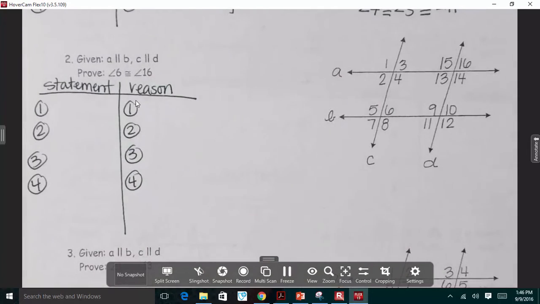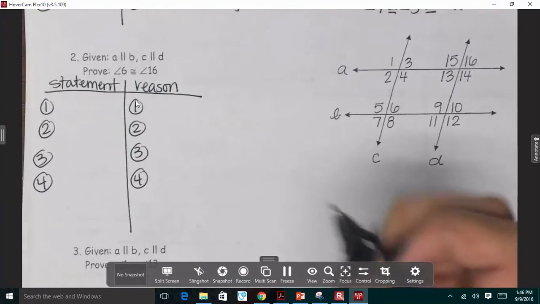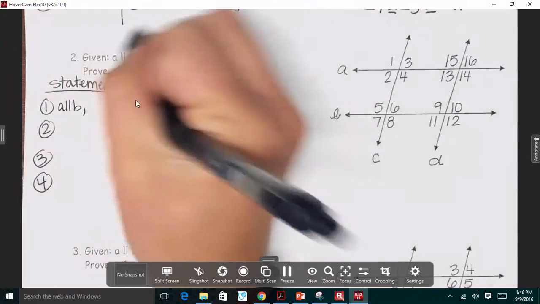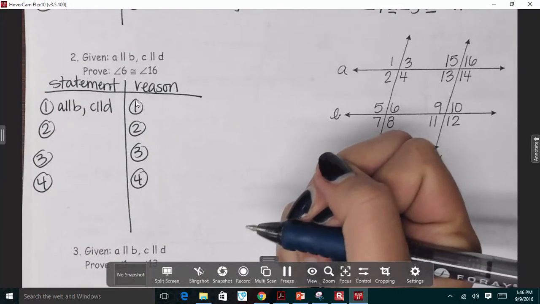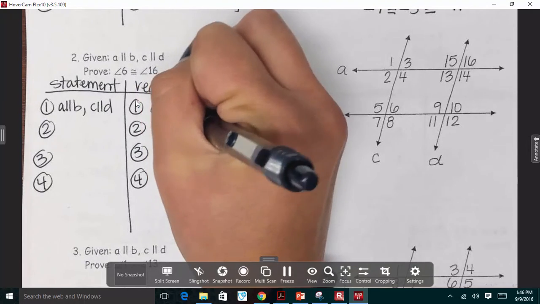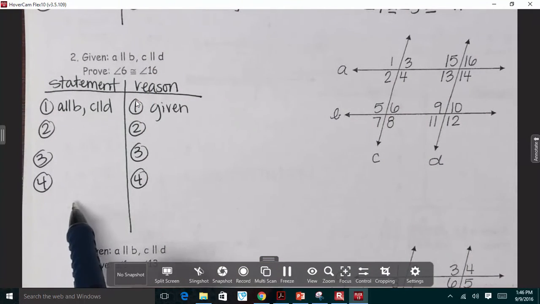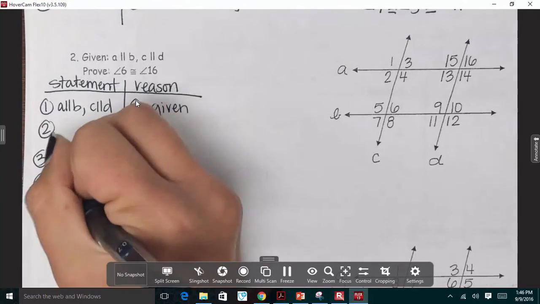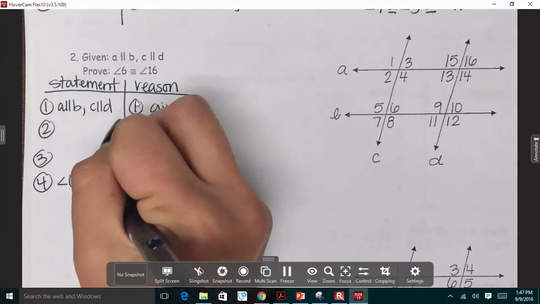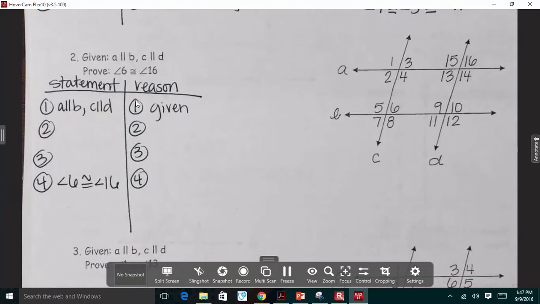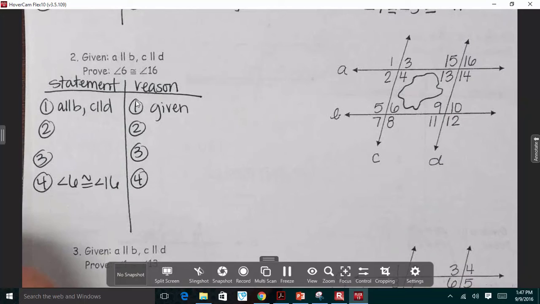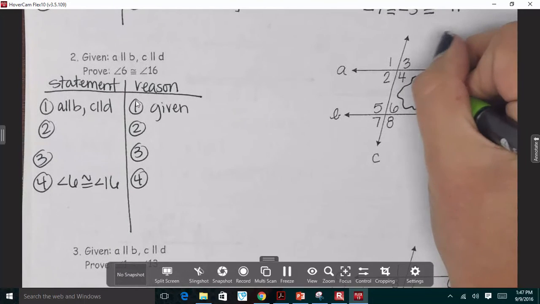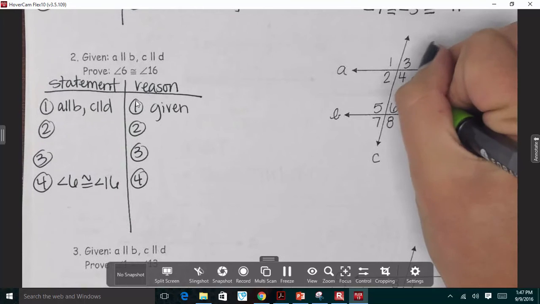What is going to be my first step? Given. My given. So A is parallel to B, and C is parallel to D. And what's the reason for that? Given. It's given. Okay. And then what would I write down here in my 4 spot? Angle 6 is congruent to angle 16. Okay, so what do I need to go ahead and draw in my parallel lines? Your lake, okay? So remember, we have this lake in the middle, and it is full of alligators. So we cannot cross through there.